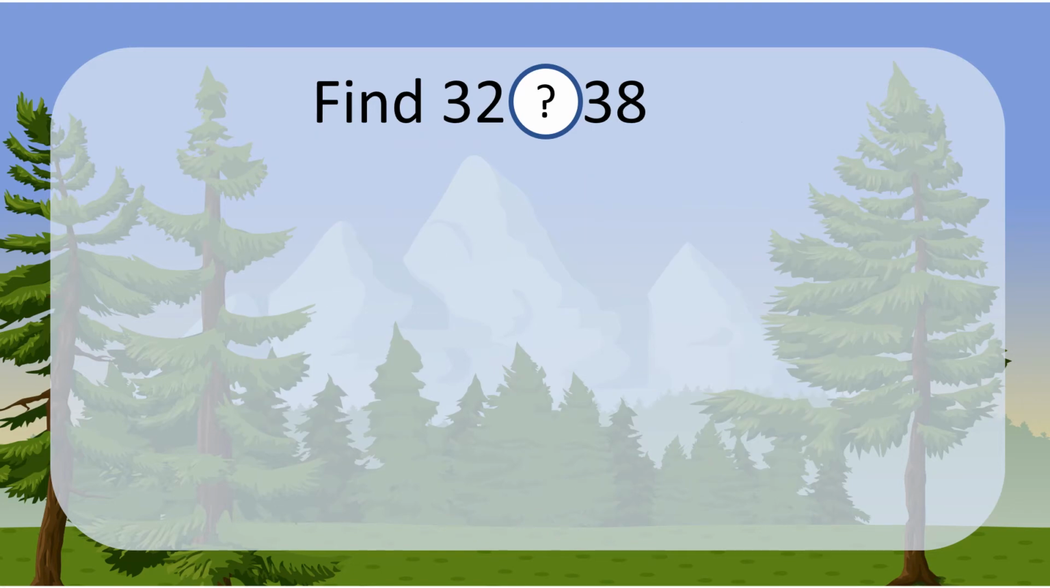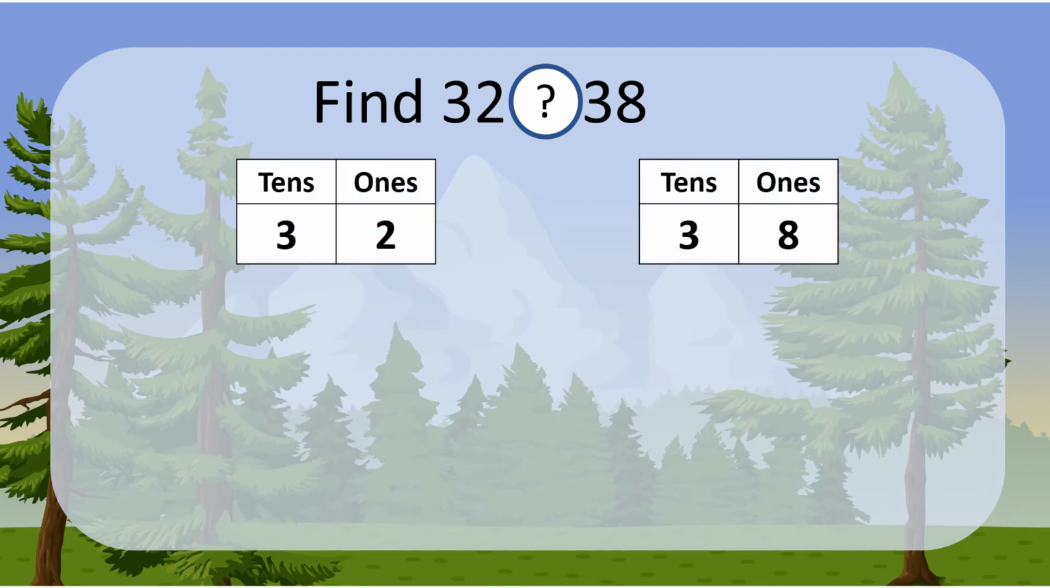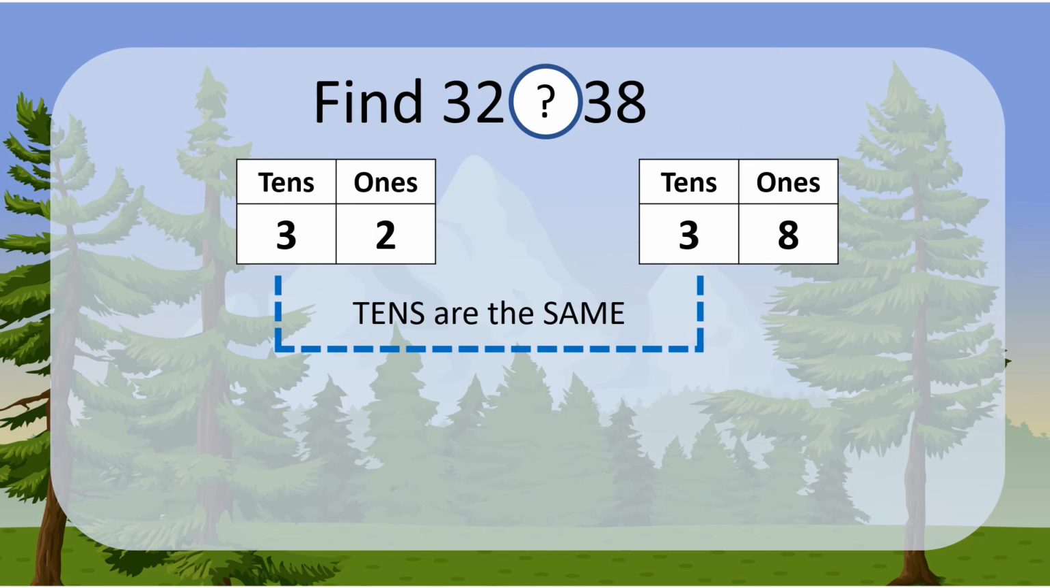Let's try to compare the numbers 32 and 38. I see 32 has 3 10s and 2 1s. I see that 38 has 3 10s and 8 1s. When we're comparing two-digit numbers, we start by looking at the tens place. But what happens when the tens are the same? Then we compare the ones place.